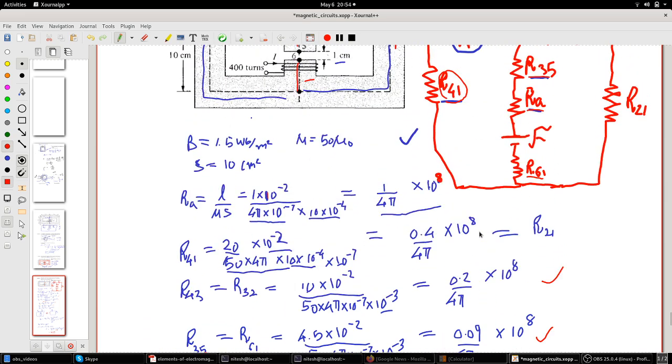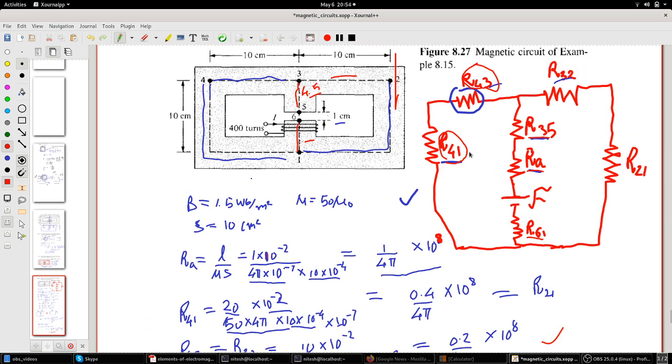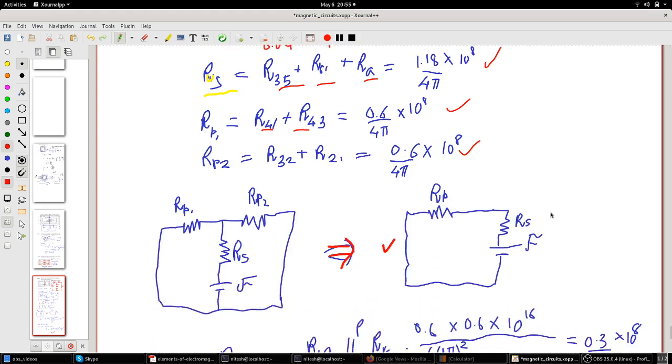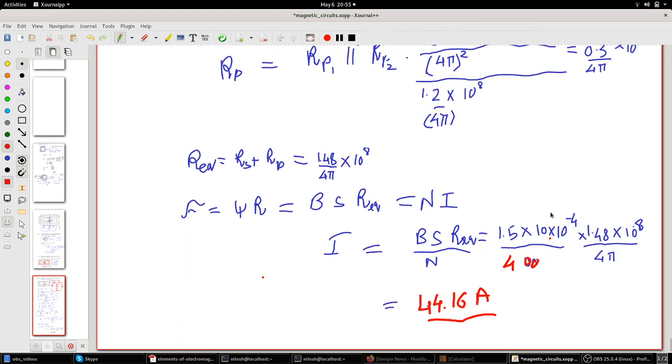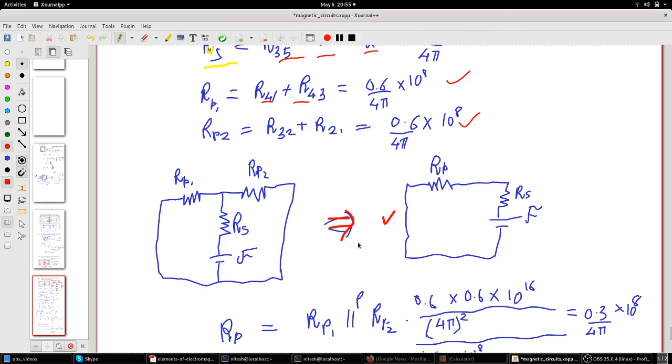What I am doing here is just adding the series reluctances 1 and 2, creating one reluctance which is RP1, adding this 1 and 2 and creating another series reluctance RP2, adding these three reluctances R35, R61 and RA, creating another reluctance which is series reluctance RS. So the equivalent circuit will be something like this: RP1, RP2 and RS. Now if I look at it, RP1 and RP2 are in parallel.